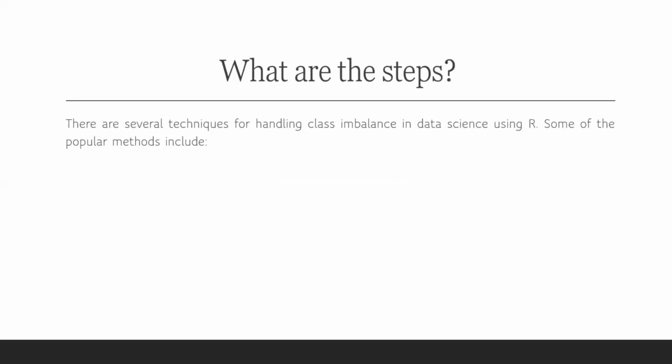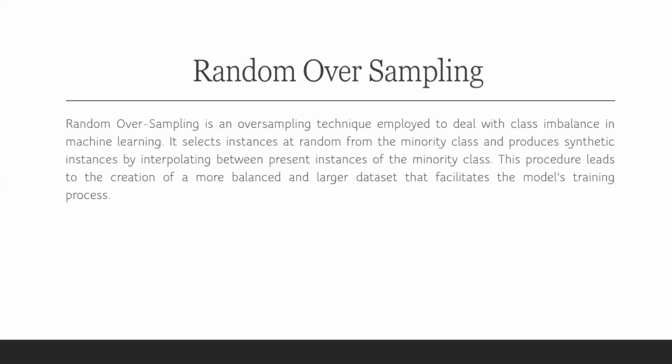There are several techniques for handling class imbalance in data science using R. Some of the popular methods include oversampling and undersampling. So now let's try to understand random oversampling.